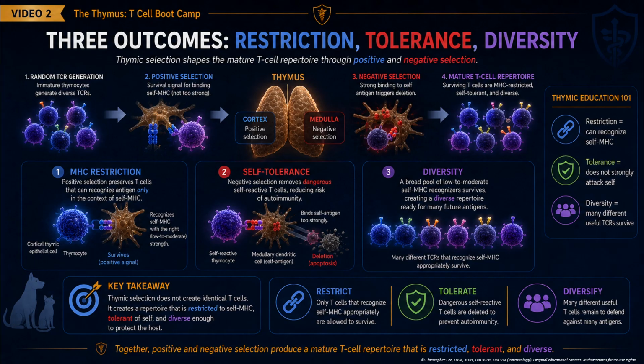This is the balancing act of thymic selection. Too little recognition, and the cell is useless. Too much self-reactivity, and the cell is dangerous. Appropriate recognition with enough diversity gives the animal a useful T cell population. So the thymus is not just filtering cells, it is shaping the future immune response.